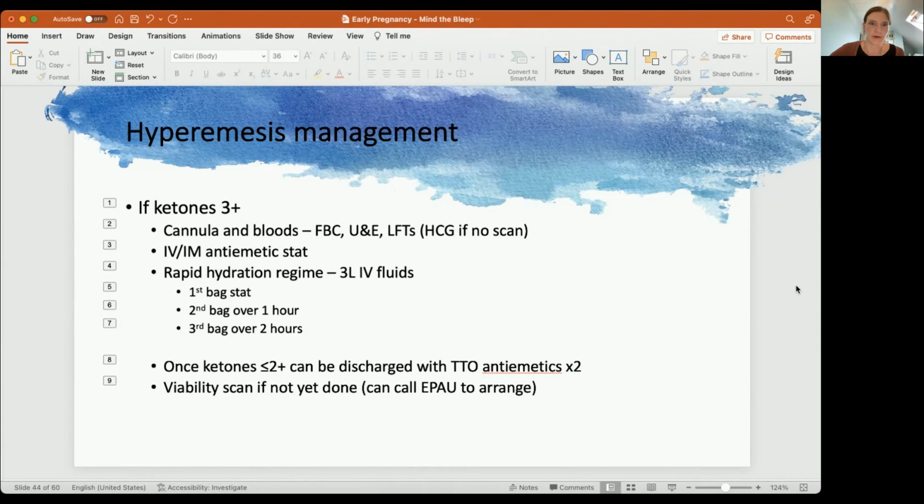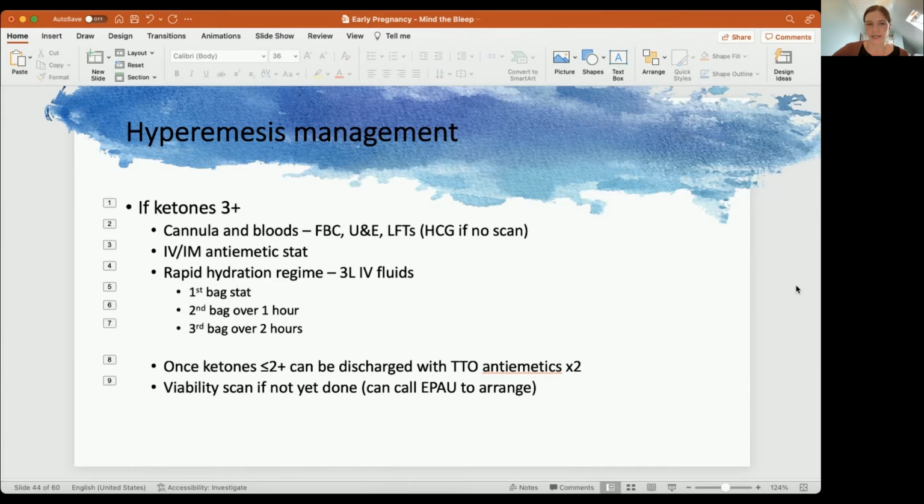So you can really be quite aggressive. They are young women, and they are very dehydrated. So you can give them a bag stat. I mean, obviously it's going to depend on the size of your cannula, how fast that's going to be, but ideally, it should be stat. And then second bag over an hour, third bag over 2 hours. So in the unit, we try and aim to have done the 3 units within 3 to 4 hours.